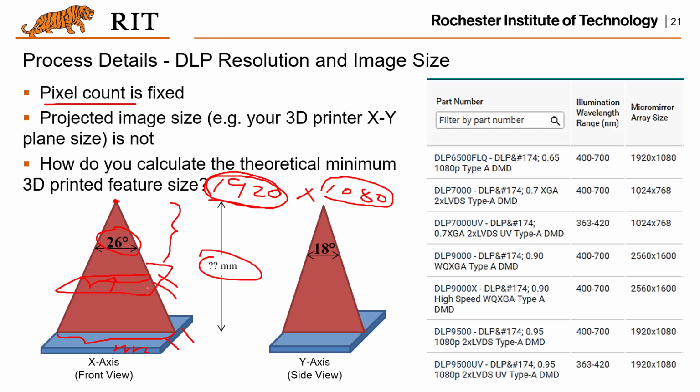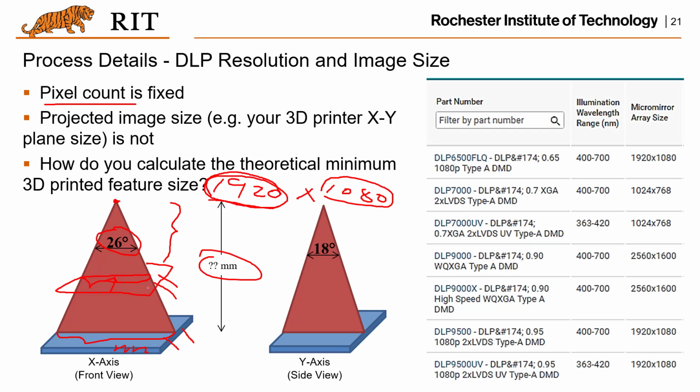That's why there will be different resolutions or feature sizes if you project the image onto a different projection plane. And this distance between each pixel gives you the minimum 3D printed feature size. You can just think of it intuitively.